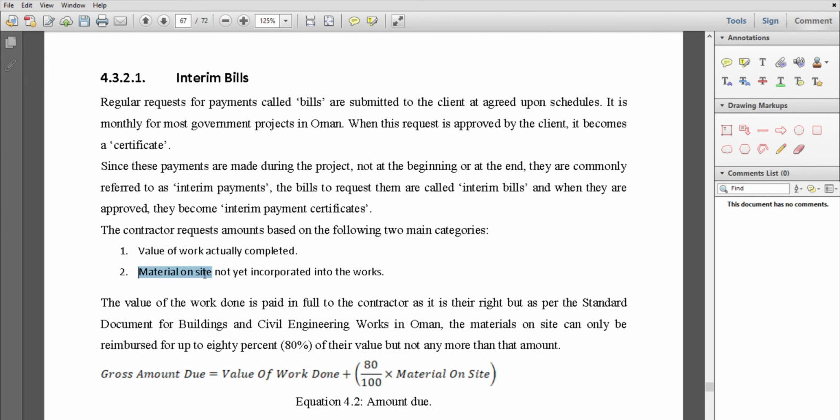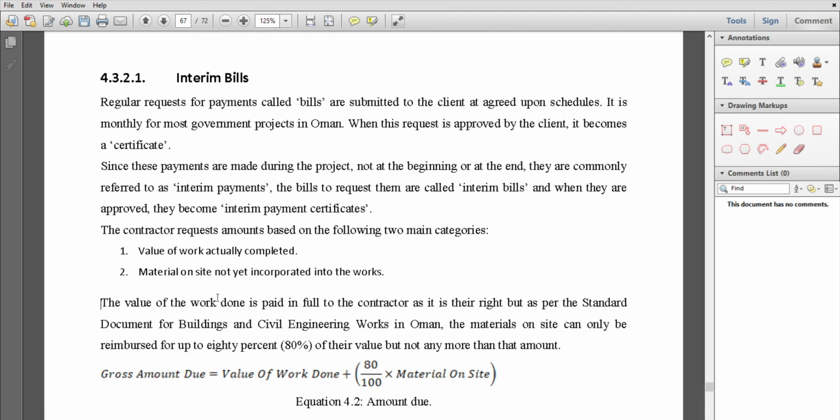The other thing is materials. Maybe you have bought some materials and you have put them on site itself. So materials are on site, not yet incorporated into the work. You haven't used them yet, but you have procured this equipment or these materials, and you have paid for them. So you can claim 80% of these materials that are on site but not yet used. The materials that are used will be included in the completed work.